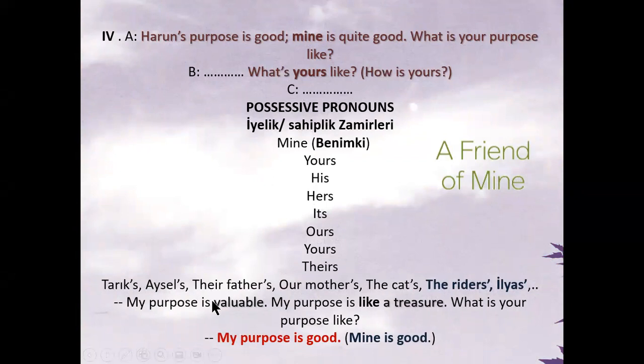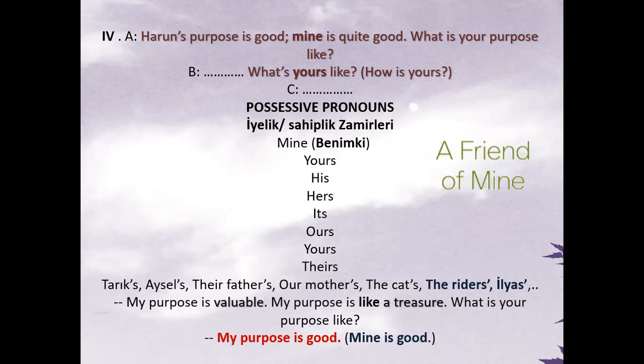What is Aysel's purpose like? What is their father's like? Okay. What is our mother's like? Or how is our mother's? Yes. My food is fresh. What is the cat's like?